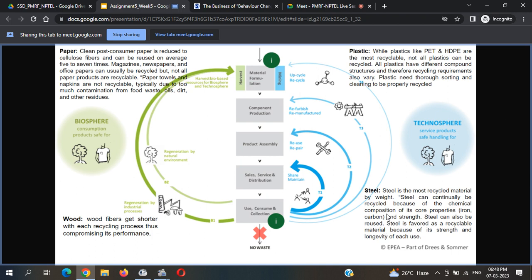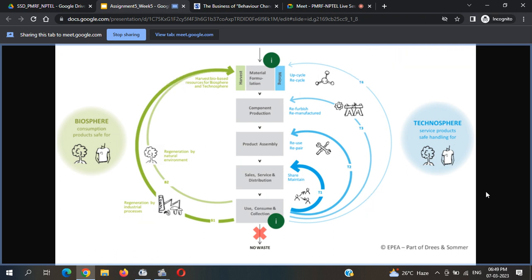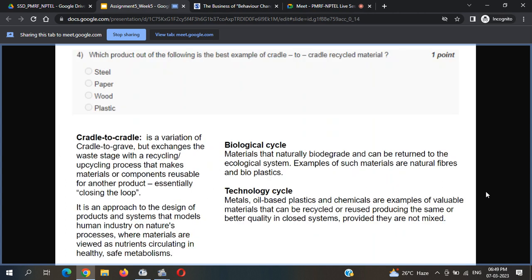The last one is steel. Steel is the most recycled material by weight. It is continuously recycled because of its chemical composition. It is composed of iron and carbon together, and because of its properties, it retains its strength even if it is recycled multiple times. So it is favored as a recycling material because of its strength, its longevity, and ease of recycling also. So steel is the one which is suitable for this cradle to cradle model, and it can be recycled over and over without compromising the strength or the quality of the material.